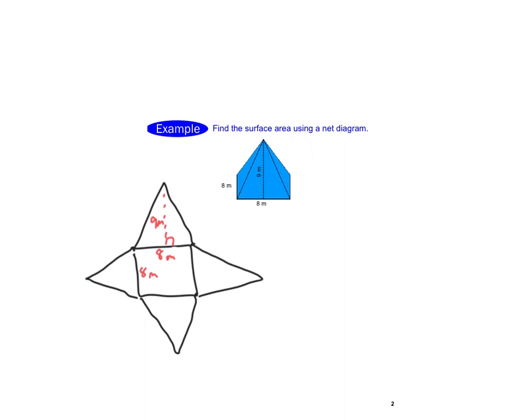Now, we're going to find the area of the square. And the area of the square is what times what? 8 times 8, or 8 squared. And 8 squared, or 8 times 8, is 64. Now for a triangle, we haven't talked about area of a triangle yet today. Anyone remember the formula for area of a triangle?